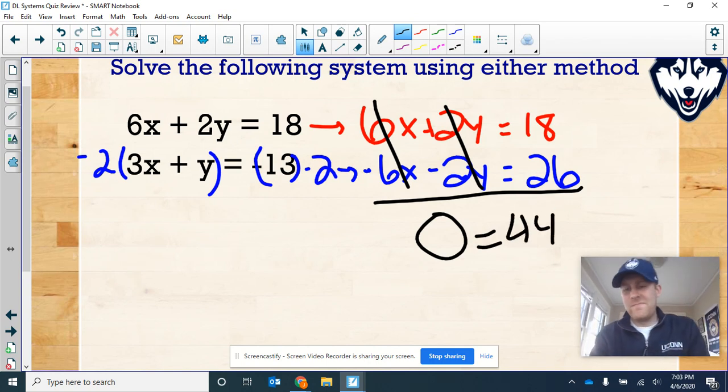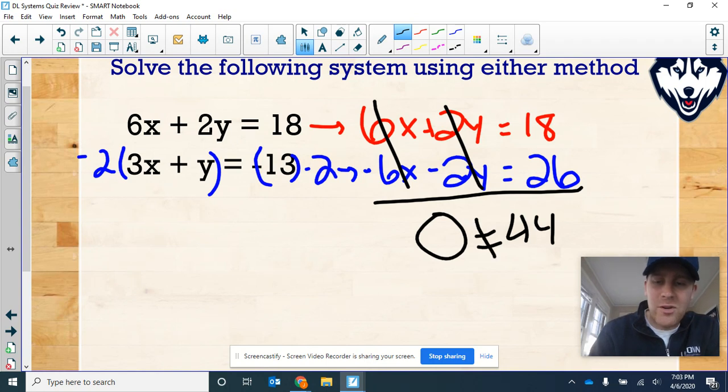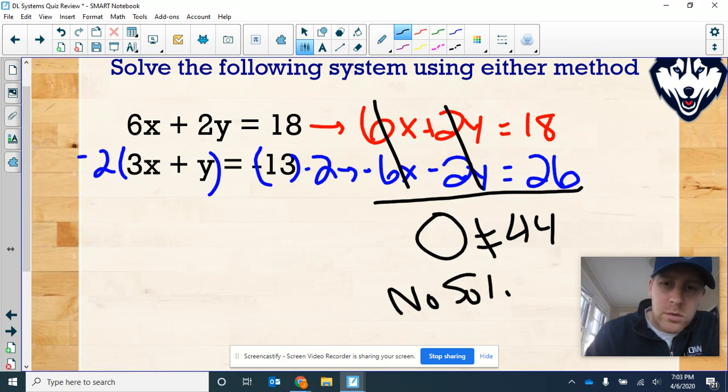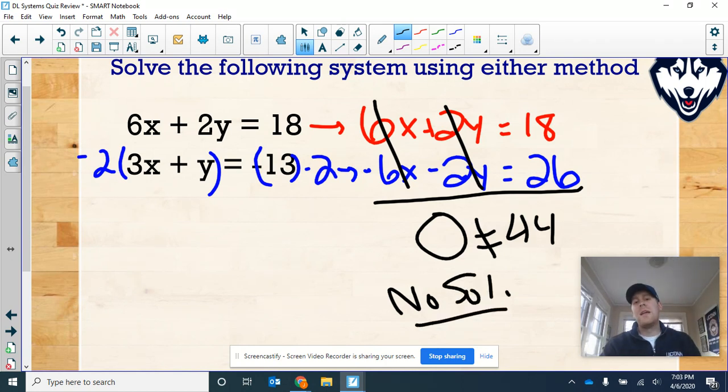So let's think about that. Both variables cancel out. I'm left with a statement, 0 equals 44, which is not true. Since we got left with an untrue statement, we have to write no solution. If that statement was true, let's say I got 0 equals 0, then we would write that it has an infinite number of solutions. So that's the part for today.